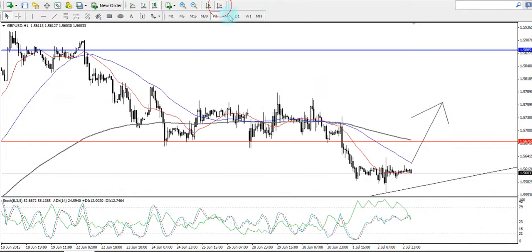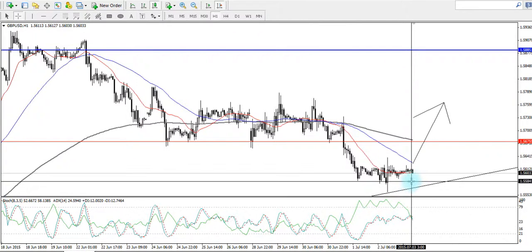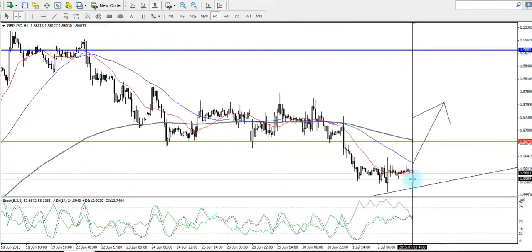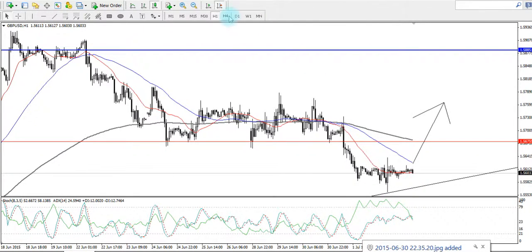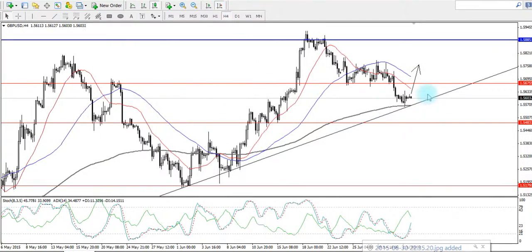So zooming to a smaller time frame in the 1-hourly chart, the key level I'm actually looking for to go for a long is at the price of 1.5589, or if not, back to the trend line itself, and then we shall go for a long opportunity right here.